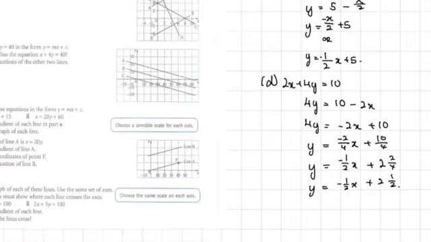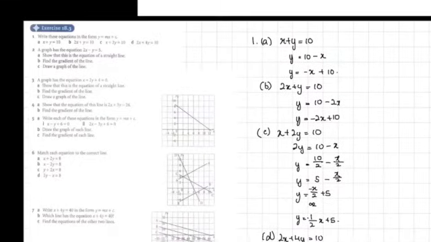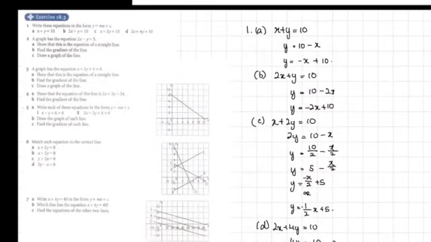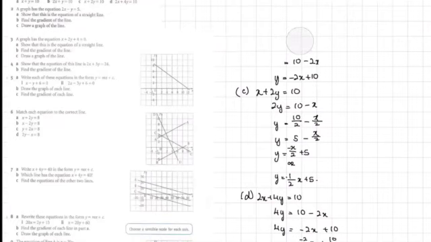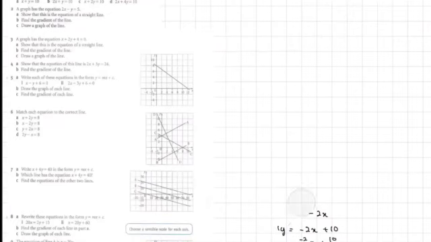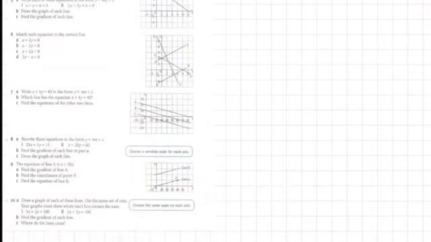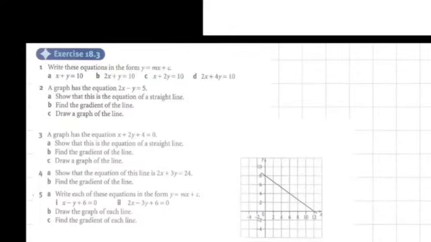Okay, so that's all for your question number 1. Once you're done with this, then you're good to go. Let's just erase everything so we can proceed with the next question. The graph shows an equation of 2x - y = 5. Show that this is the equation of a straight line. In other words, write it in this form. Make your y the subject.